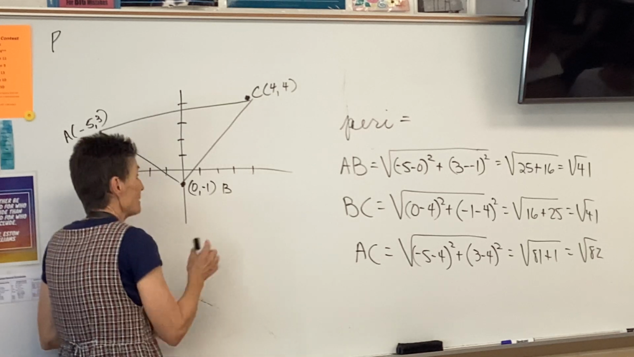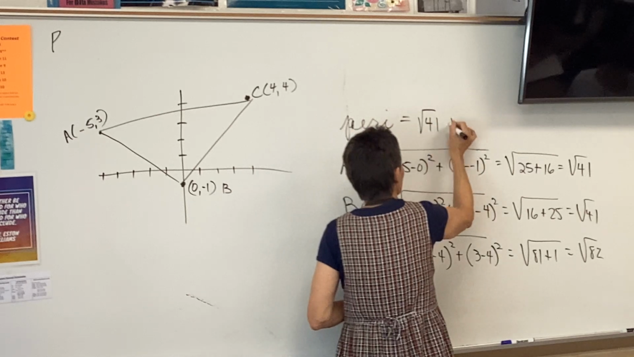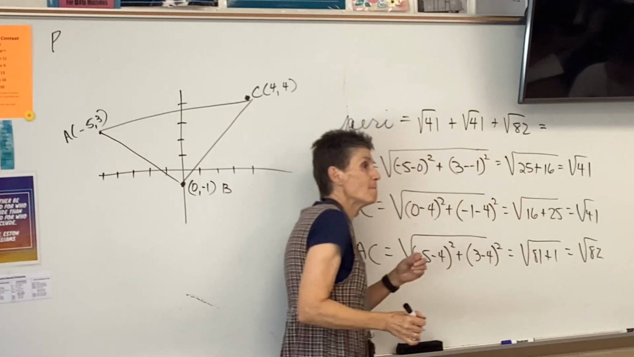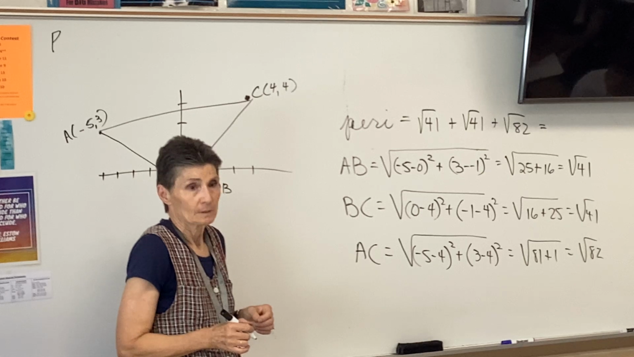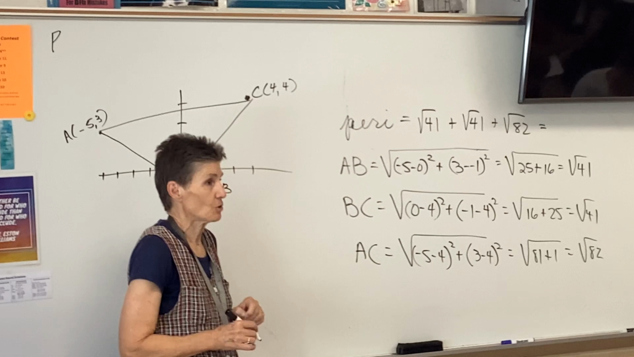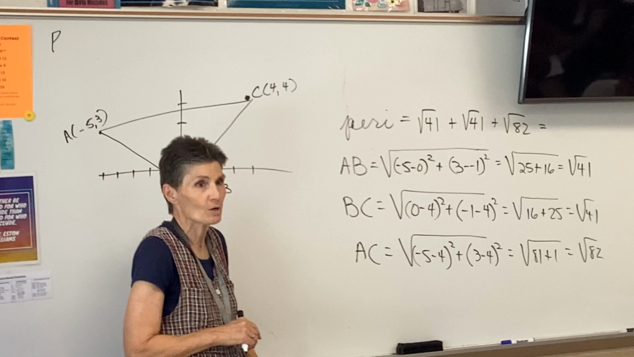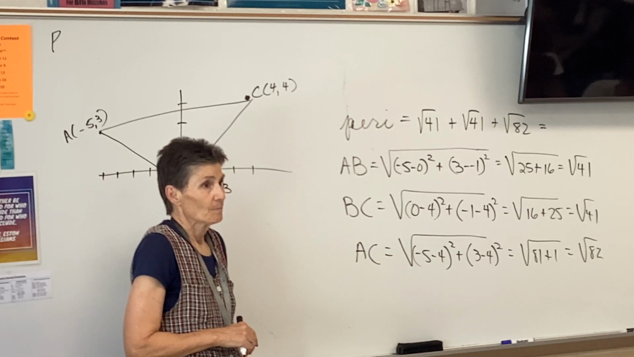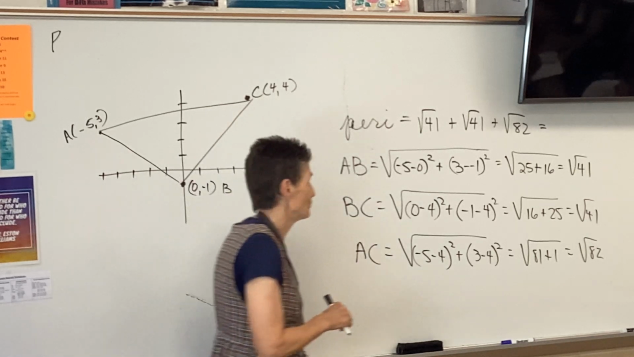So now, I need perimeter, that was my objective. So I'm going to add all these up. So root 41, root 41, root 82. Now, who remembers how we add radicals? Remember, the only calculator allowed in this class is your grapher. So you're not going to have your little calculator that does the radicals for you. You're going to have to know how to add these together. So what's root 41 plus root 41? 2 root 41, yep.